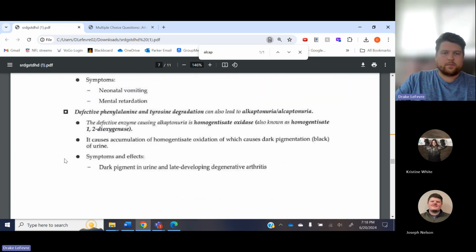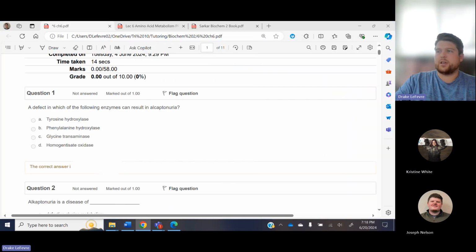So with this one, it causes dark pigmentation. You literally get black urine. A good chunk of these are going to be the type of conditions that pop up on boards. So these are important to know long term, just an FYI. So this is the homogentisate oxidase.